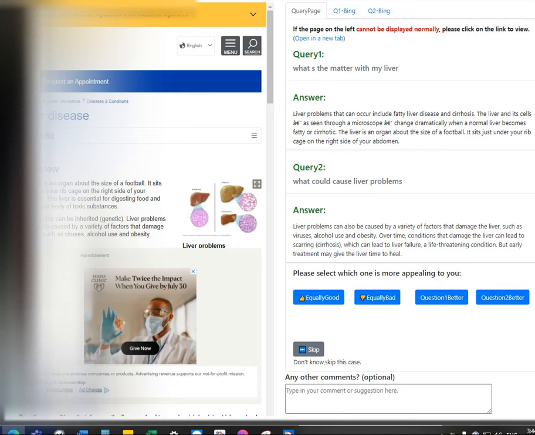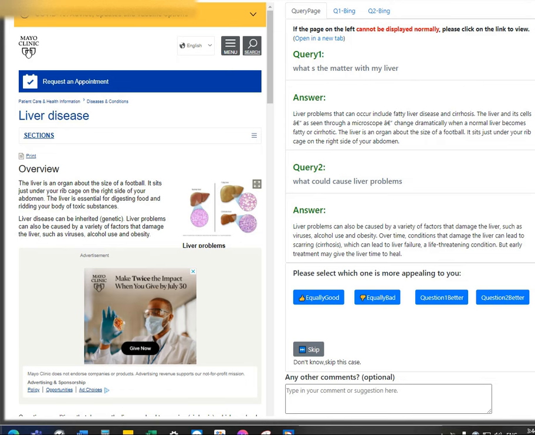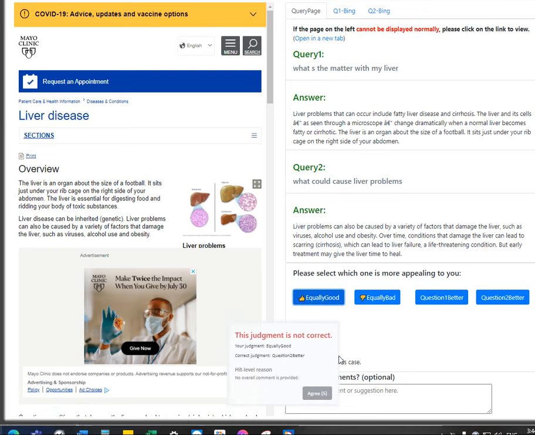Hold on a sec. Liver disease, liver problems. We're trying to digest everything here, so please bear with me. Trying to understand it. Overview. What is the matter with my liver? What could cause liver problems? They are, I think, equally good. Question two is better. Okay, that's what I thought earlier.